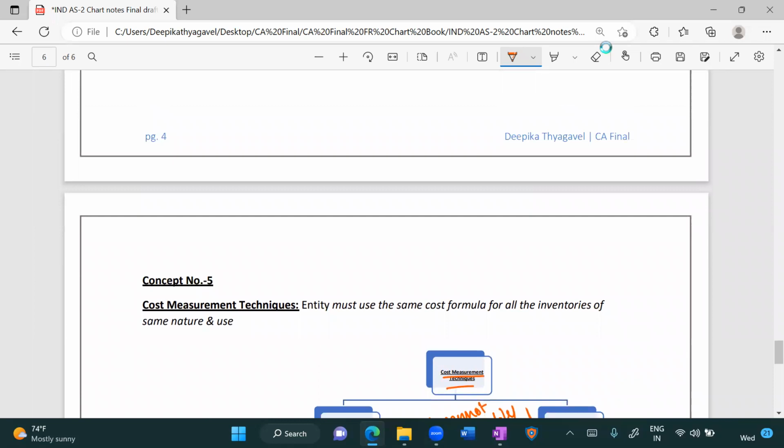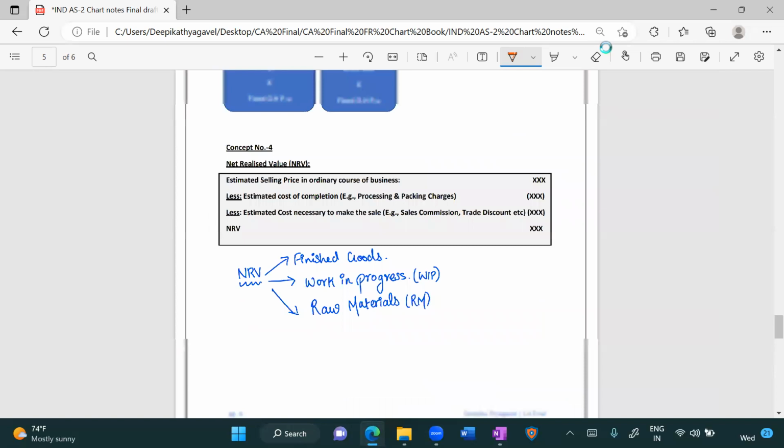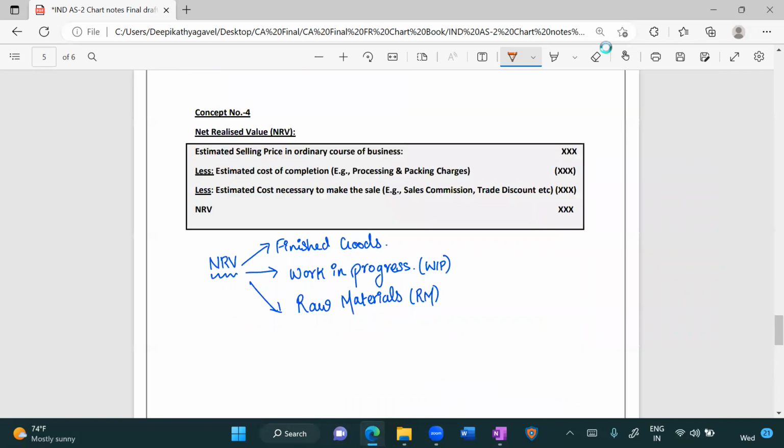Next, an important note from the standard: the entity must use the same cost formula for all inventories of the same nature. Next comes your net realizable value. Let me discuss it broadly: net realizable value for finished goods, for work in progress, and for raw material. This is the table I've given you. The net realizable value for finished goods is the estimated selling price in the ordinary course of business, from which you will reduce the estimated costs.